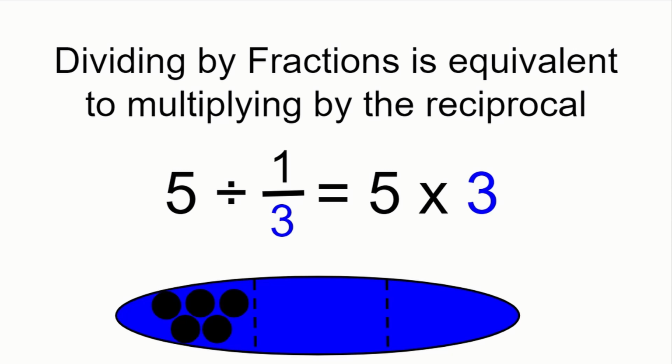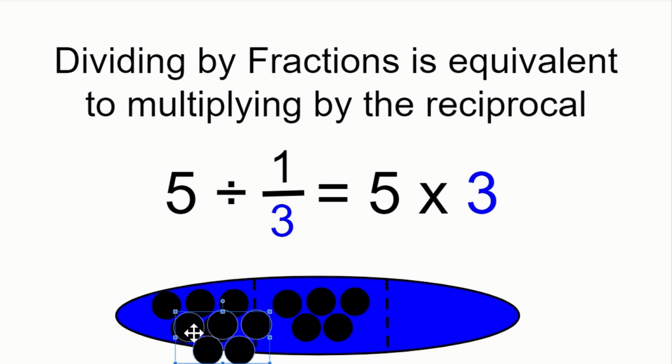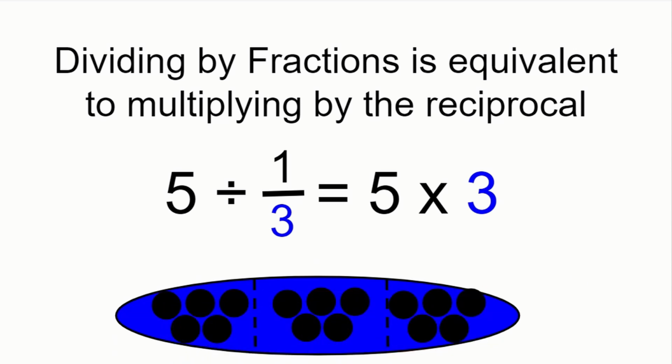To summarize, dividing by fractions is equivalent to multiplying by the reciprocal. When I take 5 objects and sort them into 1/3 of a group, it's telling me it takes 3 parts to make one whole group. So I can rewrite 5 divided by 1/3 into 5 times 3 because it takes 3 parts to make one whole group.